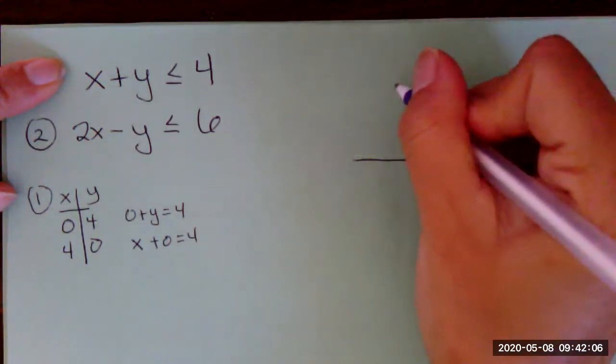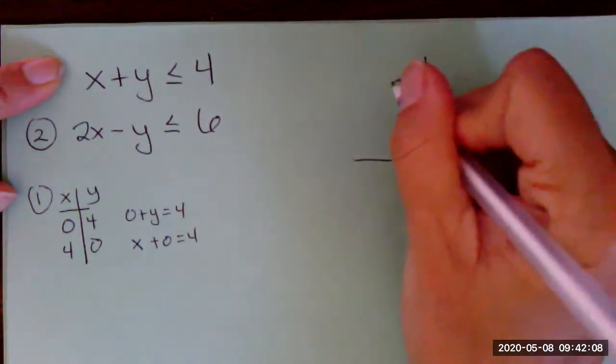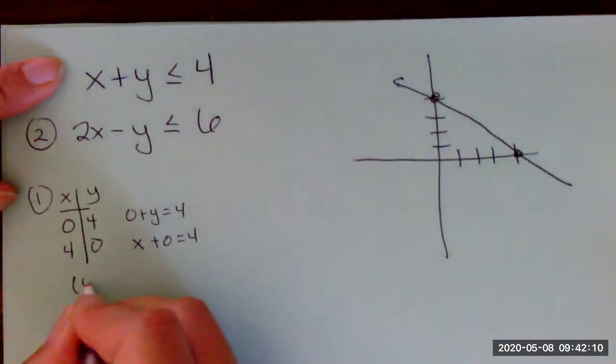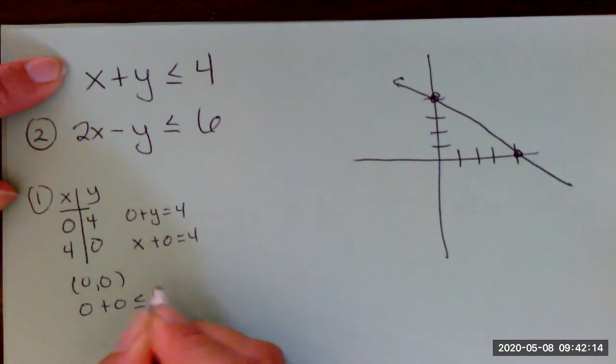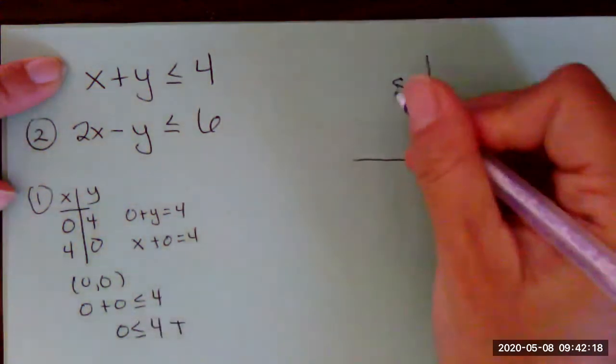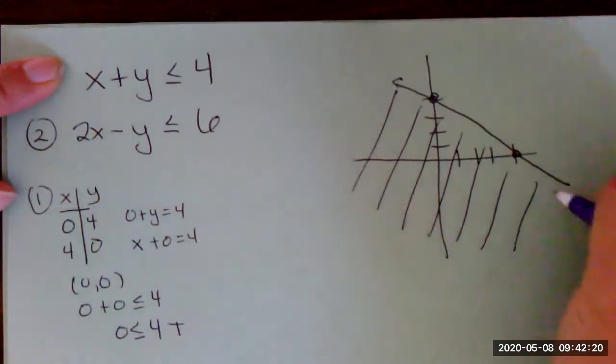And then connect them. And then I'm still going to test a point. I'm going to test 0, 0. So 0 plus 0, I'm asking myself, is that less than 4? Is 0 less than 4? That is true. So I'm going to shade in this direction.